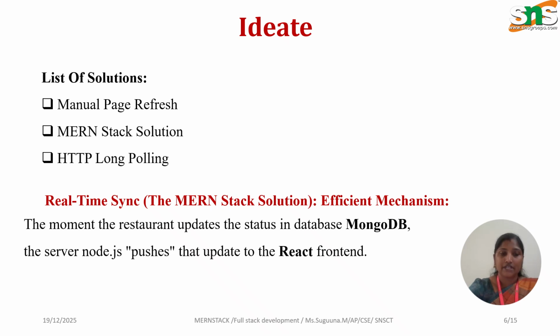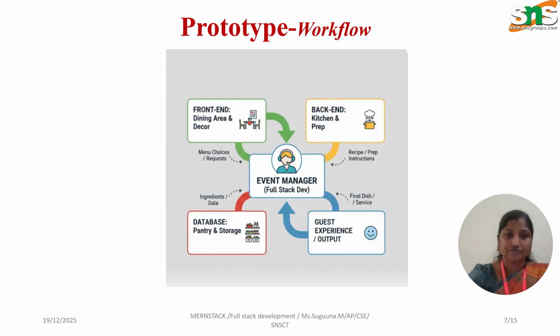Why I am calling the MERN stack the best approach is because MongoDB will store the update, Node.js will listen for the changes made by the customer and also by the hotel, Express.js will process the logic, and React.js will update the user interface instantly from time to time. The moment the database is updated, the front end changes automatically. This is the reason we are choosing the MERN stack as an efficient solution to resolve this empathized problem.